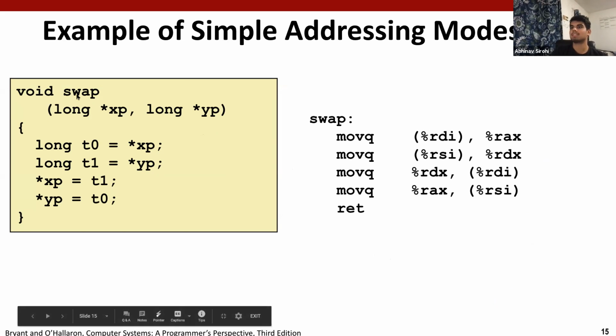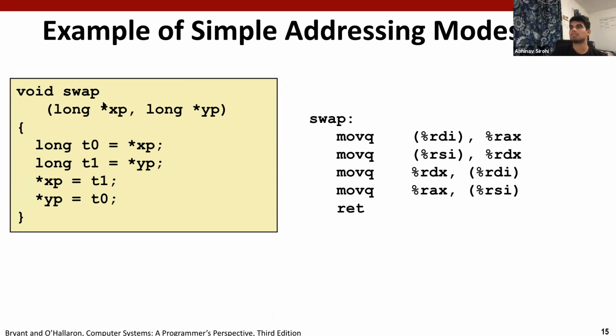So basically here we have this function in C. It's called swap. And it has 2 long pointer values, right? So what we want to do is, we store in T0 the value in XP by dereferencing it, and then we store in T1 the value in YP by dereferencing it. Then we take star XP, which is the value at the pointer XP, and we assign T1 to that, and then we take the value at YP and assign T0 to that. So that effectively swaps the 2 values.